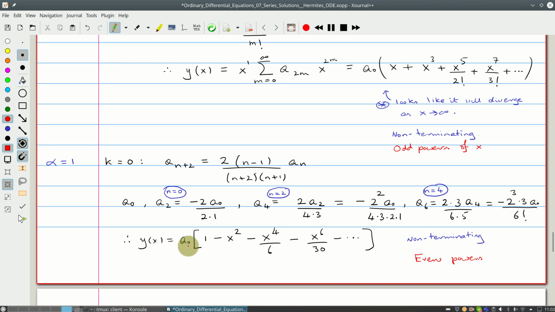So y of x is equal to a0 times 1 minus x squared minus x to the 4 minus x to the 6, and you've got terms in the denominators. This is again non-terminating with even powers, and again it looks like it's diverging. Why do I say that? Because we're getting the same sign in each term except for the first, and they have larger and larger powers of x. So as x goes to infinity, it's quite likely this will diverge.